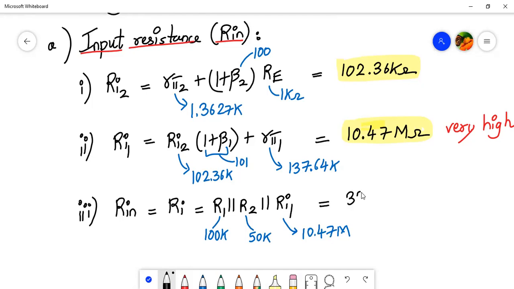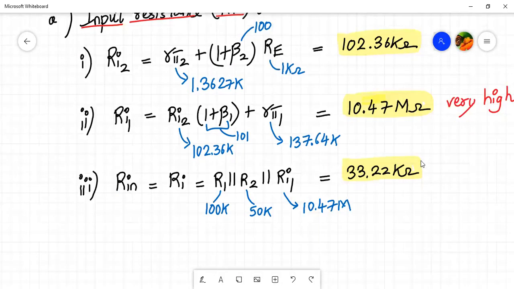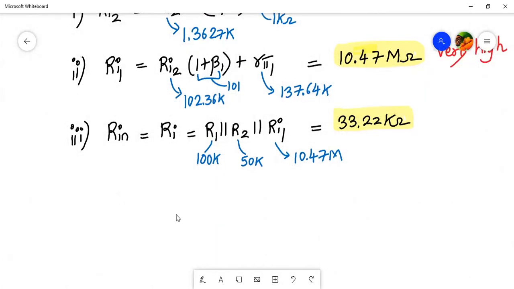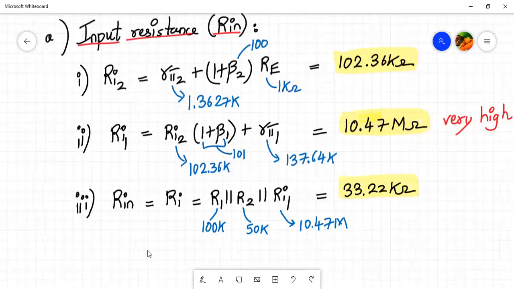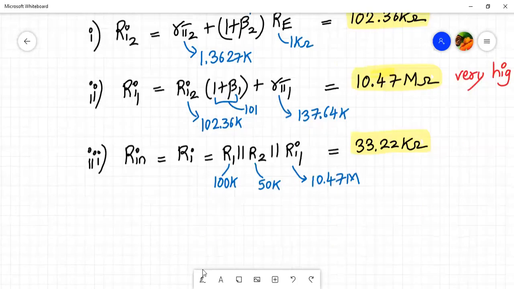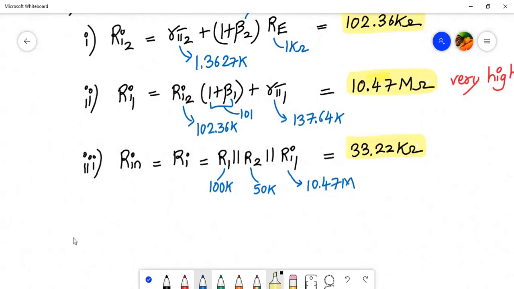Its value will be 33.22 kilo ohms. So basically the biasing resistors R1 and R2 will reduce the input resistance of the amplifier, including Darlington pair, as you can see it very clearly. All right. So we calculated the input resistance. Its value is 33.22 kilo ohms. Next, we calculate output resistance.